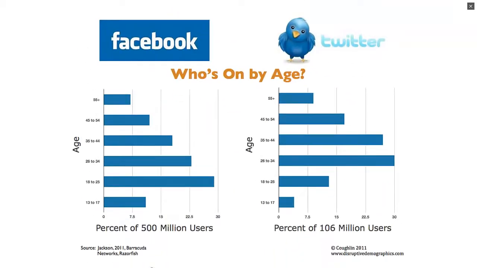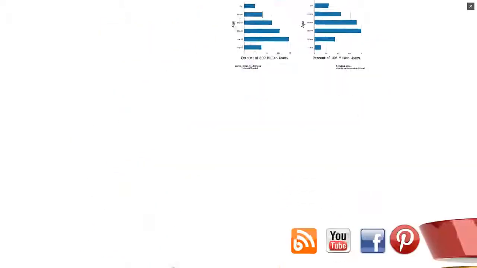Now, why Facebook and Twitter? Well, from a demographic standpoint and a sheer volume of user standpoint, Facebook and Twitter are where our customers are. Well over 600 million users total globally, and you can see the age breakdown here.